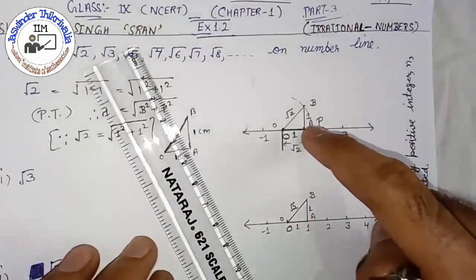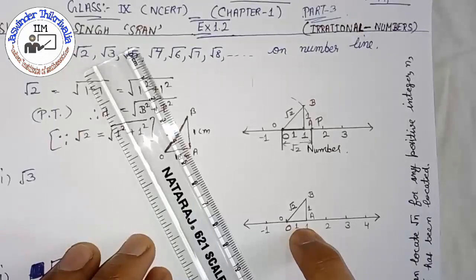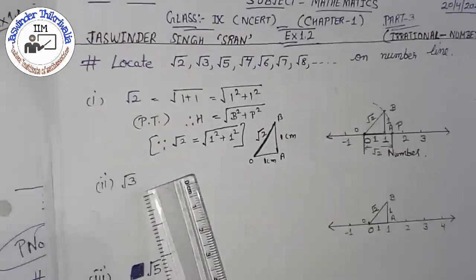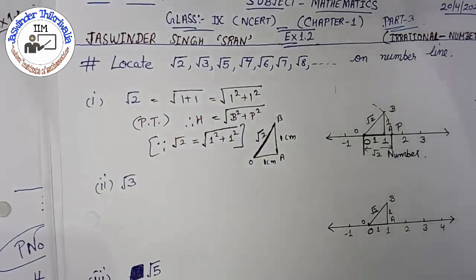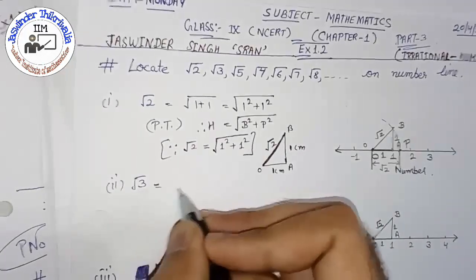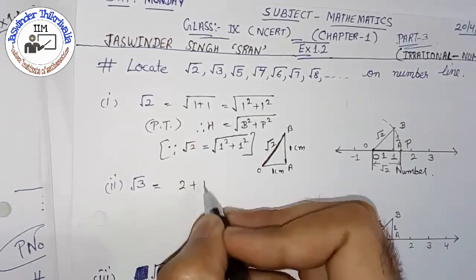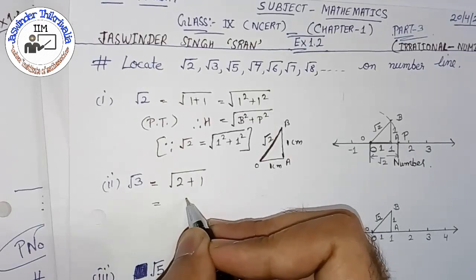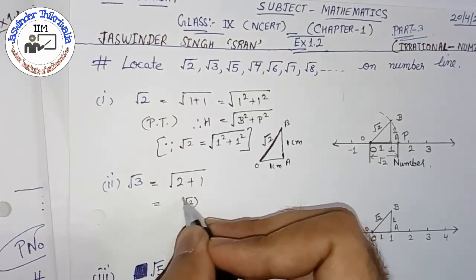Now this same diagram I have made here. Why? Because now we want to locate under root 3. Under root 3, how can you express it? First of all, we will express it as the sum of two numbers, 2 plus 1. Okay, 2 plus 1. How can we write 2? We want to express 2 as the square of some number.